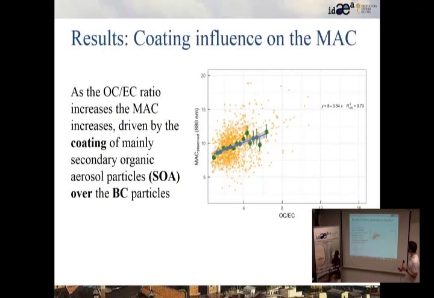Okay, some preliminary results on the coating influence on the mass absorption cross-section. Here we have the OC/EC ratio, and the higher the OC/EC ratio, the more coating there is on the black carbon particles. We see that with an increasing OC/EC ratio, with increasing coating, we get an increased observed MAC. So obviously coating influences the MAC, so there's an absorption enhancement, and as we will see later, it's mainly due to secondary organic aerosols.